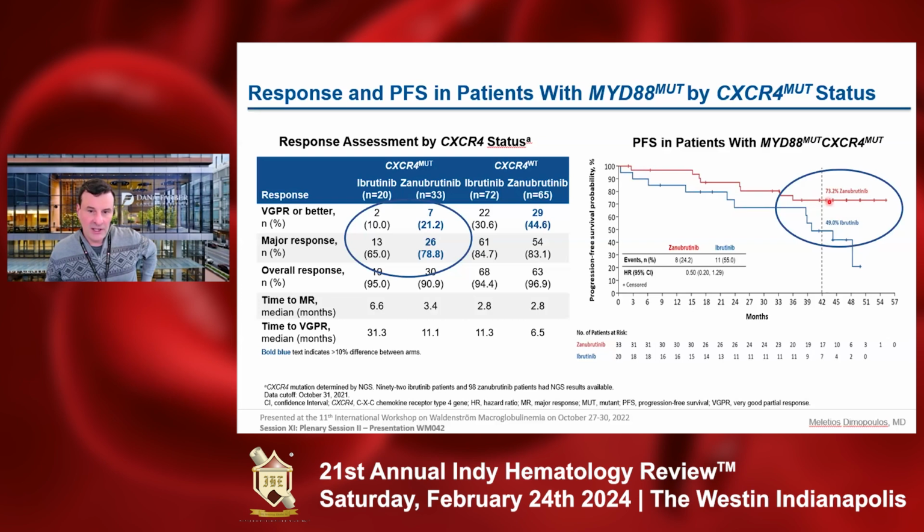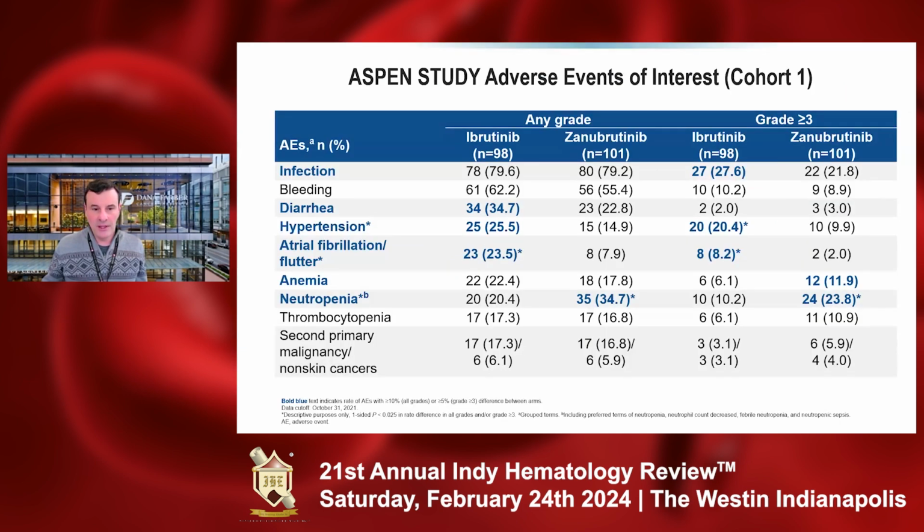Even here, looking at the progression-free survival with an estimation at 42 months of treatment, 73% of the patients on zanubrutinib remained free of progression, so their disease was still kept in check, versus 49% for those on ibrutinib. So it does show you an advantage for CXCR4 mutated patients using zanubrutinib. Now, there was also another potential advantage, and that has to do with side effects.